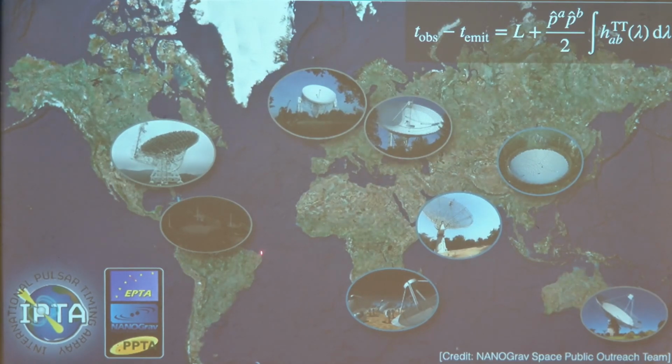So there are three big collaborations that are doing this across the world. And the US was using two big telescopes, Green Bank and Arecibo, that you may have seen crashed spectacularly later last week. So it's not there anymore.